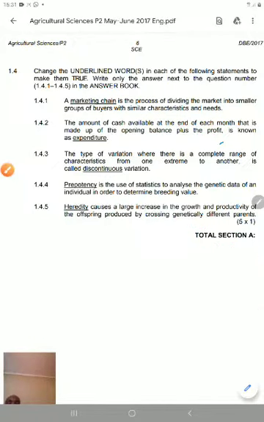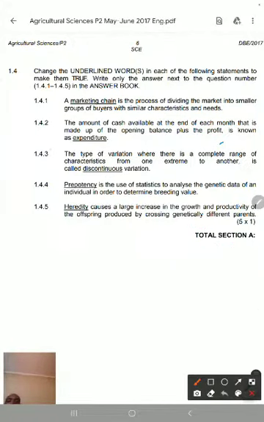So what we need to write here: we know that expenditure is the money that leaves our account either when we buy or pay. So it's not expenditure, it's closing. It's a closing balance. At the end of each month, the money that is left in the account we call a closing balance.